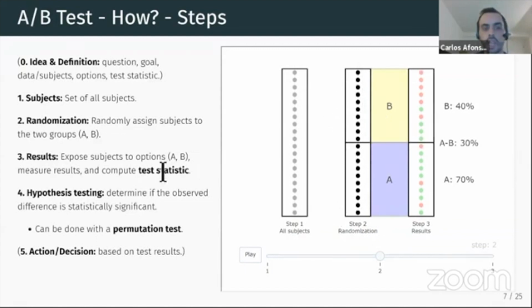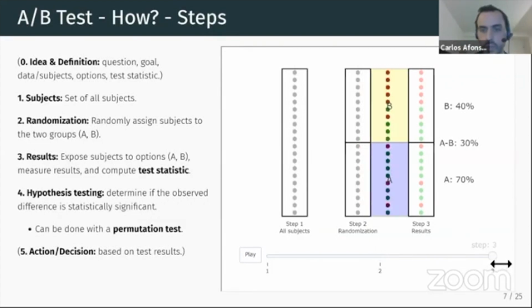Okay. Step 3 is to actually expose the subjects in the individual groups A and B to those options, option A and option B. Here, option A is represented with the color purple-blue, and option B with the color yellow. You expose those subjects to the different options A and B, and you measure the result. Here, we're going to measure the result as a success or failure, like a yes or no. Green is going to represent yes, and red is going to represent no. So step 3 is to expose the individuals in the different groups to the different options, measure the results, and compute the test statistic, the difference between the groups.